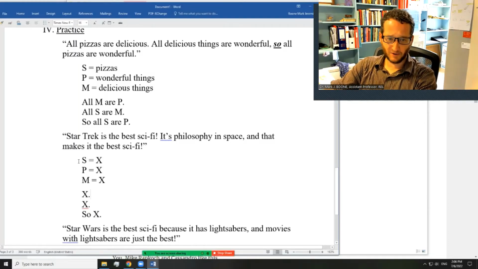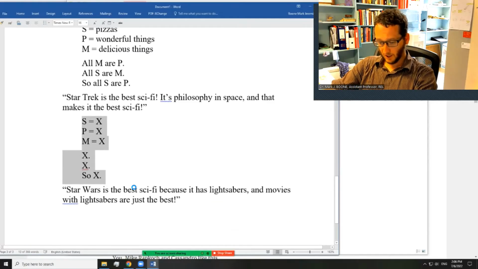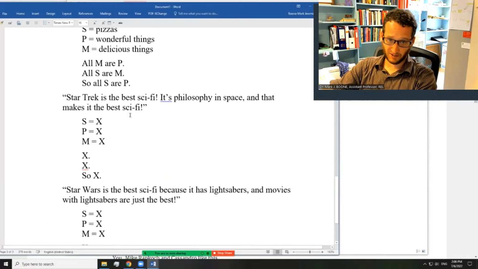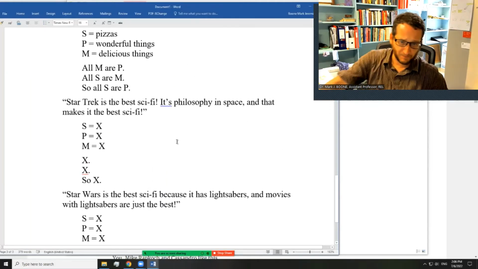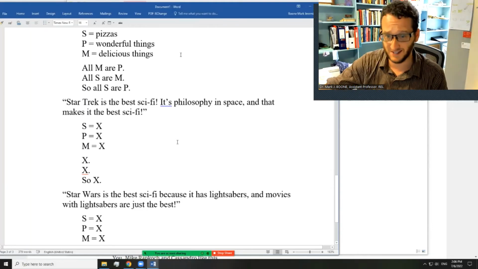All right, this is the pattern of what we're going to use. S equals something, P equals something, M equals something. Premise, premise, so conclusion. We'll use that pattern on both of our next two syllogisms. So here's our next syllogism. Star Trek is the best sci-fi. It's philosophy in space, and that makes it the best sci-fi.